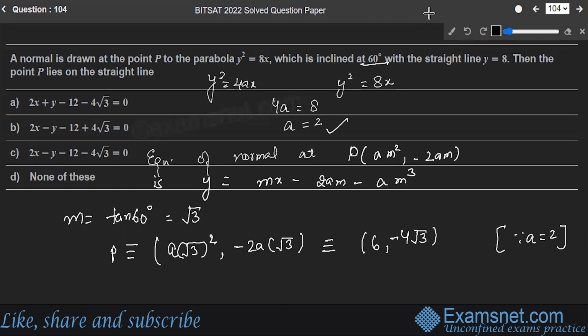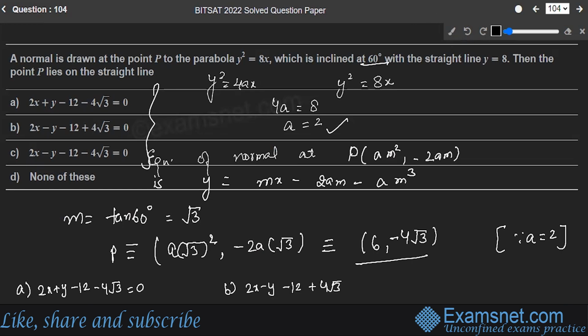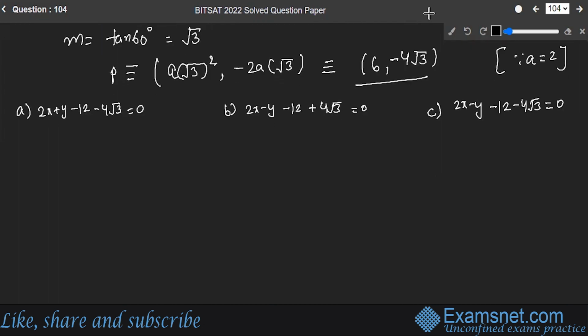Therefore, let's check which of these equations which are given to you is being satisfied by this point P. The first one, A, is 2x plus y minus 12 minus 4 root 3 is equal to 0. The B option is 2x minus y minus 12 plus 4 root 3 is equal to 0. And the C option, 2x minus y minus 12 minus 4 root 3 is equal to 0. Let's check which of these equations is being satisfied. So you have 2 into 6 minus 4 root 3 minus 12 minus 4 root 3.